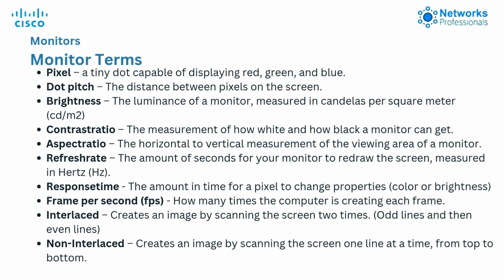Response time: the amount of time for a pixel to change properties, color or brightness. Frames per second, FPS: how many times the computer is creating each frame. Interlaced: creates an image by scanning the screen 2 times, odd lines and then even lines. Non-interlaced: creates an image by scanning the screen 1 line at a time, from top to bottom.